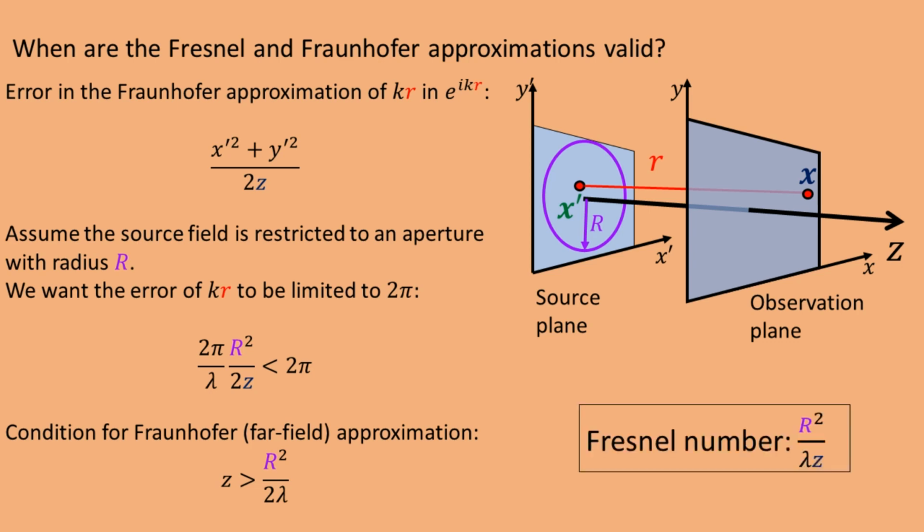We can divide both sides by z to find a dimensionless quantity called the Fresnel number that indicates whether the Fraunhofer approximation is valid or not. If the Fresnel number is much smaller than 1, we're in the Fraunhofer or far field region, and otherwise we're in the near field.